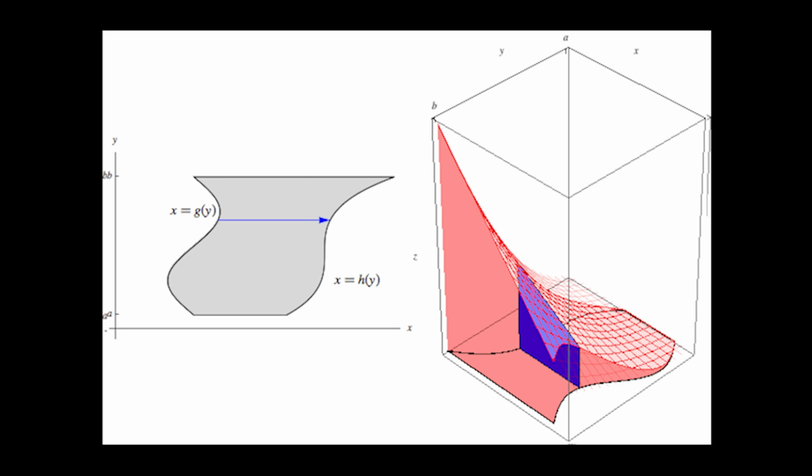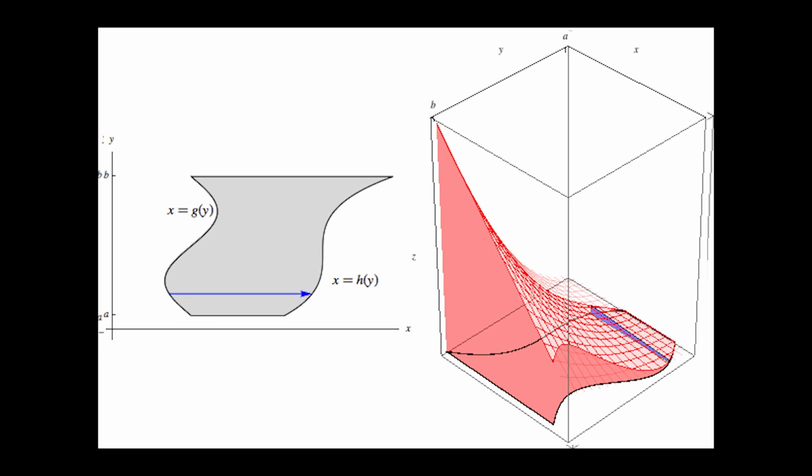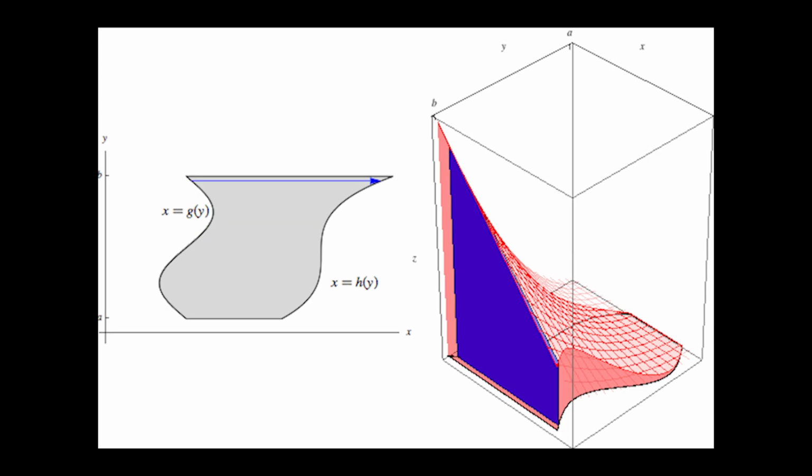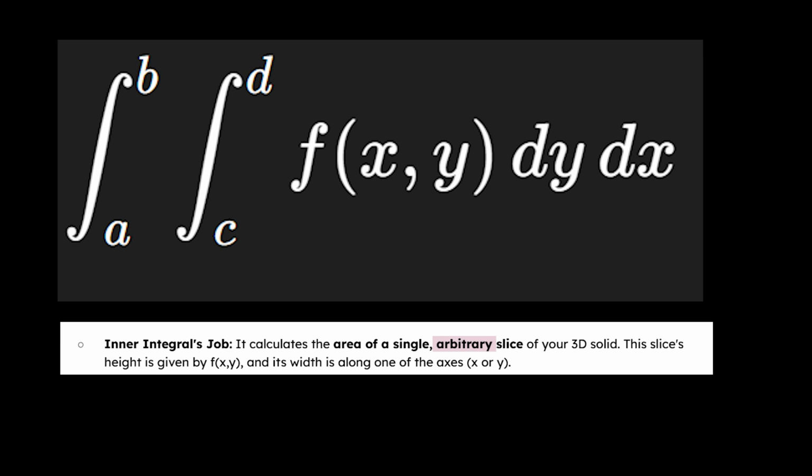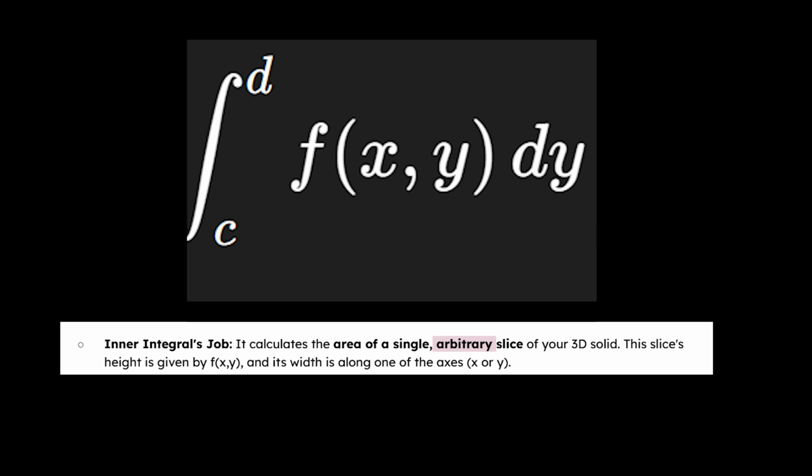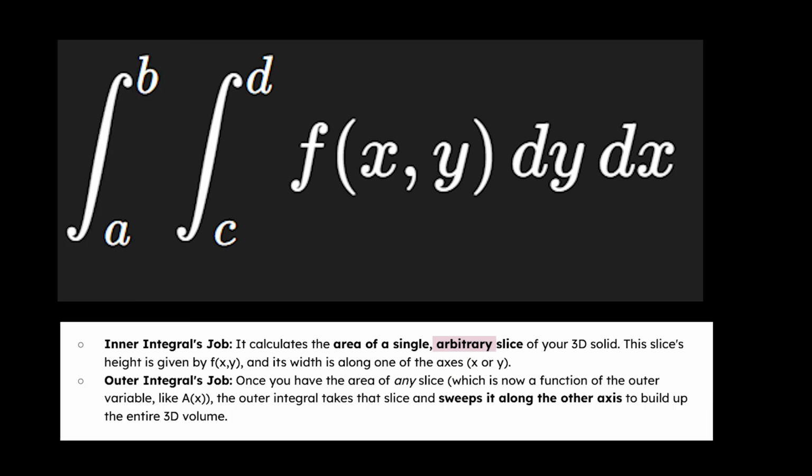But that's just one slice. The outer integral takes all of those slices and sweeps them across x, adding up every slab to get the total volume. Mathematically, it will look like this, where the inner integral represents the area of one slice, and the outer integral adds up the areas of all of those slices to form a volume.